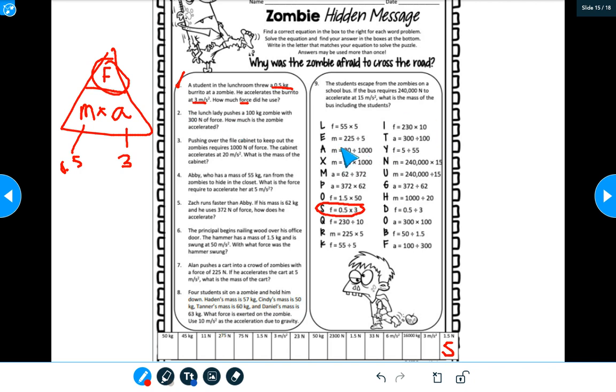Figure out the formula that it matches here, and then figure out the answer and place the matching letter down here to figure out the answer in the end of why was the zombie afraid to cross the road. After that, you have an exit ticket that will check to see whether you really understand your 3 laws of motion and how to calculate second law of motion.